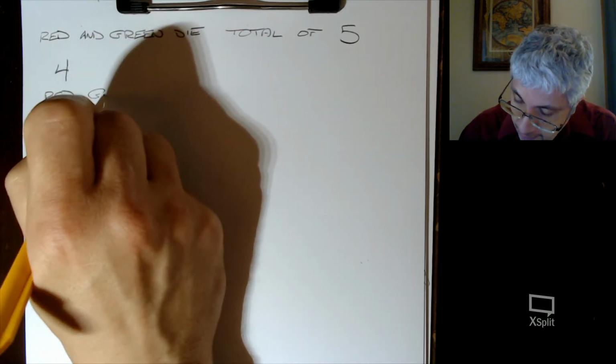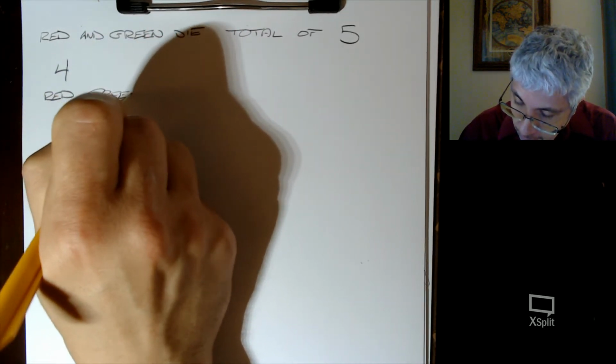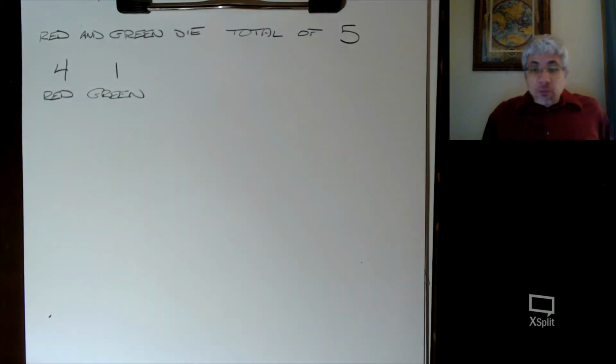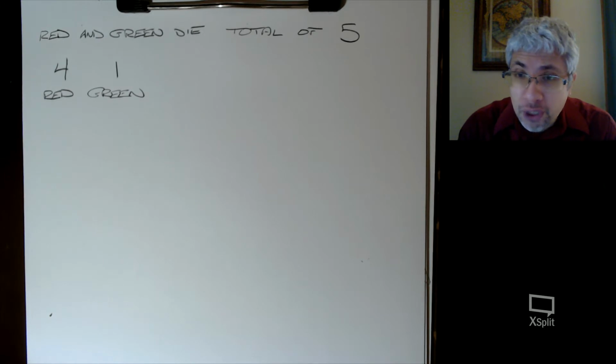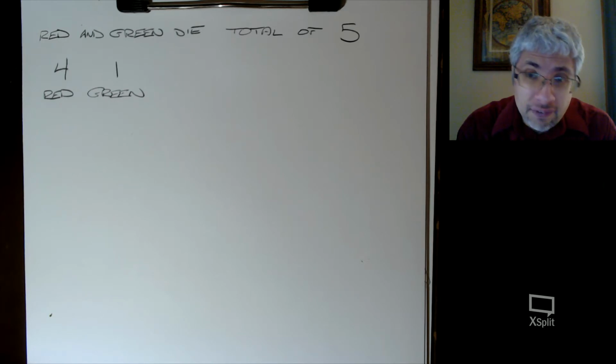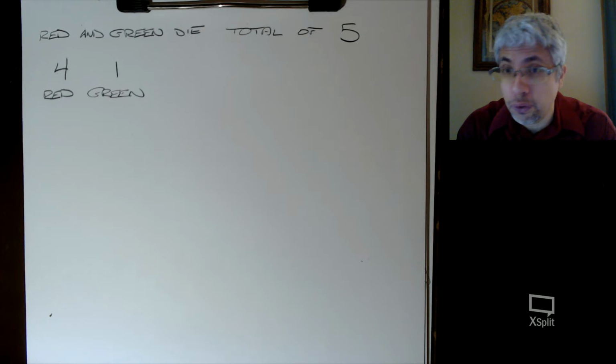But then, for green, I'm only going to have 1 choice. No matter what I chose for my red, I'm only going to have 1 choice for the green, because the green is going to have to make it add up to 5. So if I have a 1, I have to have a 4. If I have a 2, I have to have a 3, a 3, a 2, a 4, a 1.